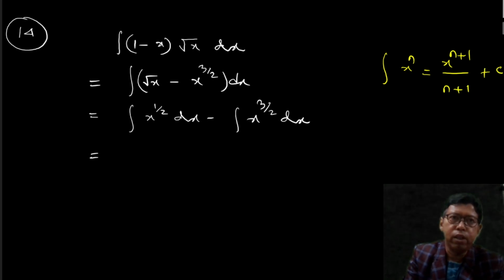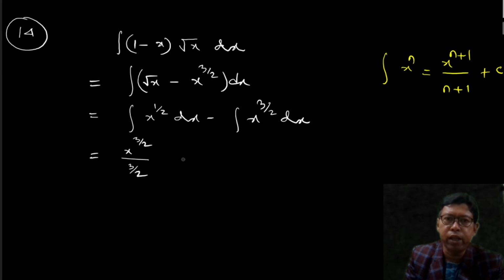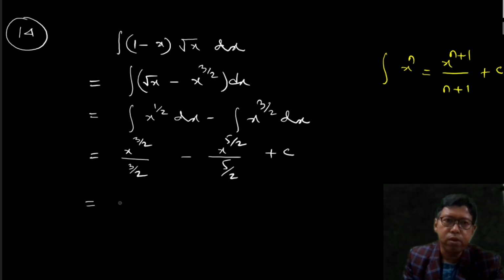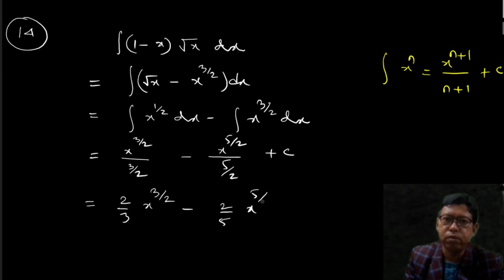So in this way, you will follow this: x to the power half plus 1, that is 3 upon 2, divided by 3 upon 2, minus x to the power 3 upon 2 plus 1, that is x to the power 5 by 2, divided by 5 upon 2, plus the constant c. So this is 2 upon 3 x to the power 3 by 2 minus 2 upon 5 x to the power 5 upon 2 plus c. That's the result. Very simple question.